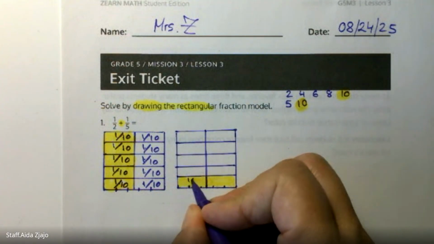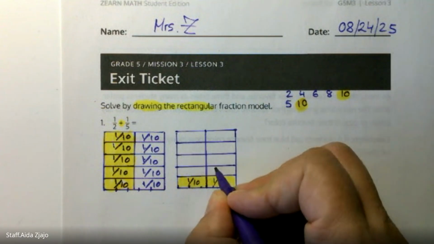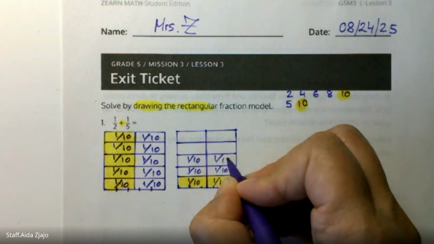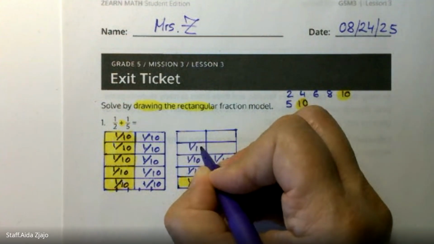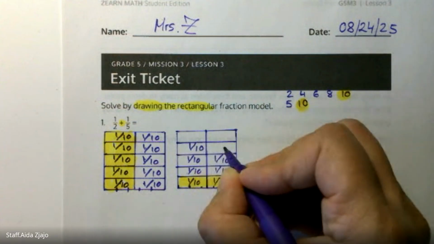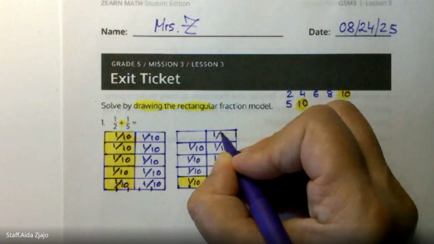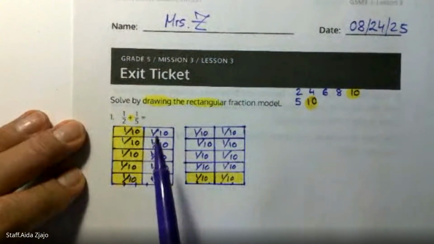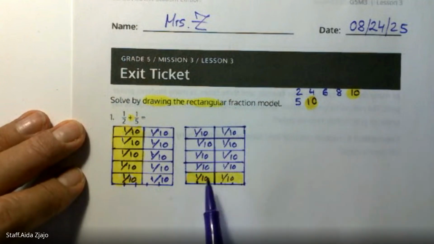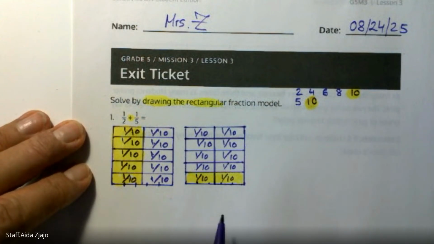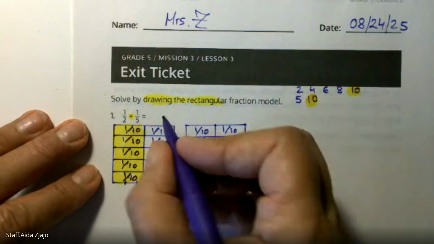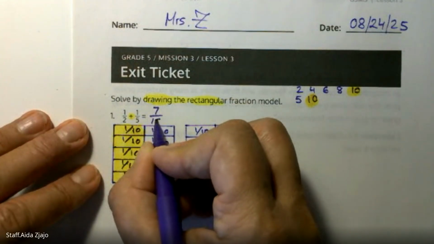So now my pieces are the same, and then I can add the tenths instead of adding half and 1/5 because they weren't equivalent parts. Okay, so now look, now you can say 1, 2, 3, 4, 5, 6, 7 tenths. So we can see from the picture the answer is 7 tenths.